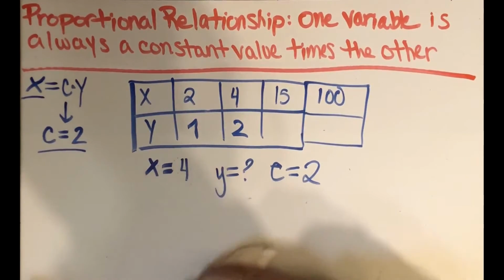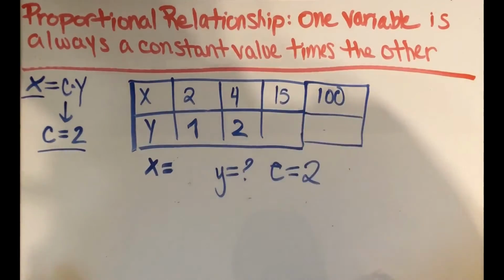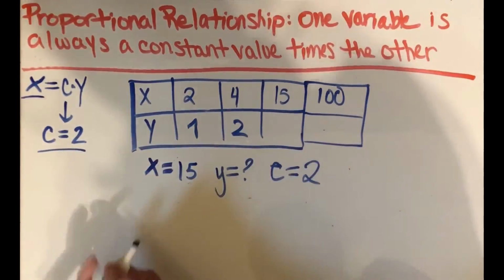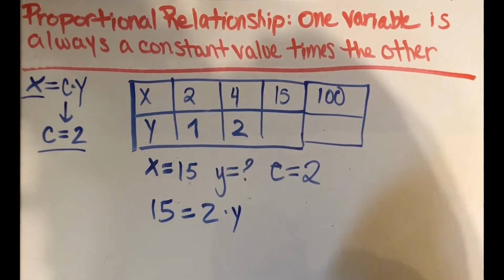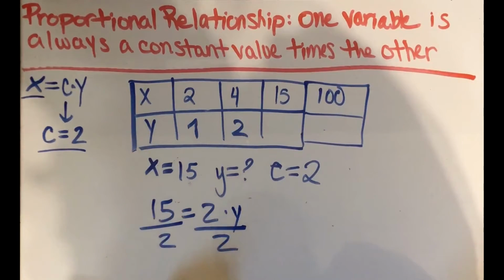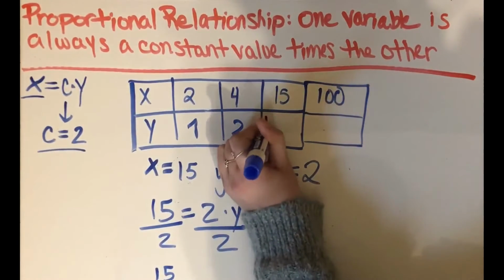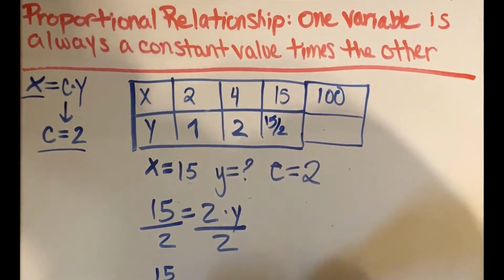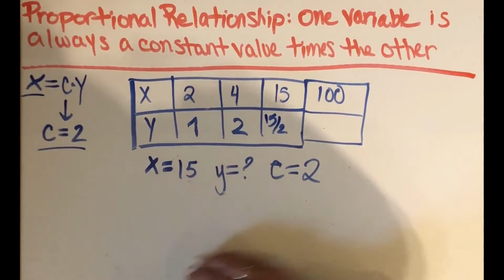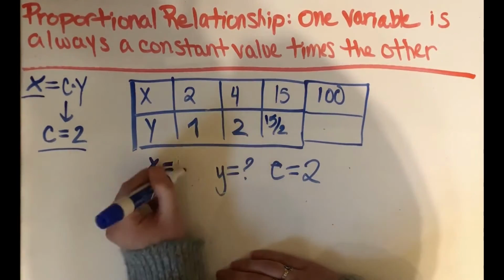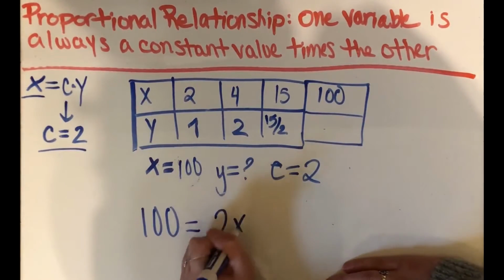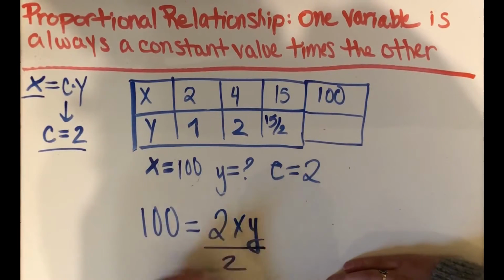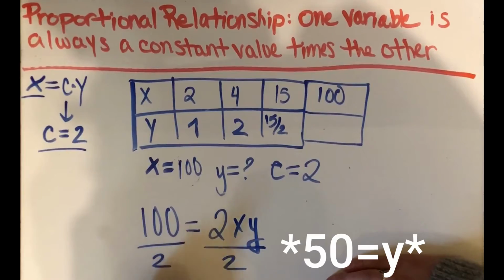Let's do the next one. If x equals 15, what does y equal? Well, 15 equals 2 times y. Divide by 2, divide by 2. 15 over 2 equals y. All right, and the last one. I think you guys can catch the pattern now. x equals 100, so 100 equals 2 times y. Divide by 2, divide by 2. 50 equals y.